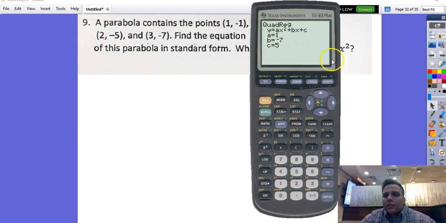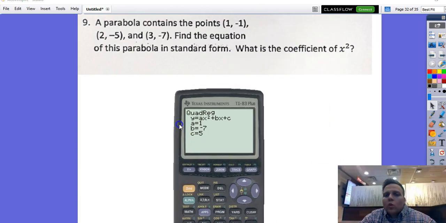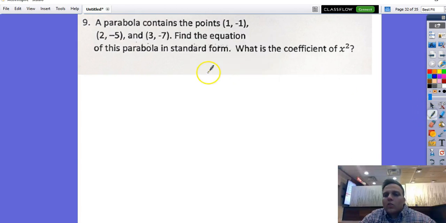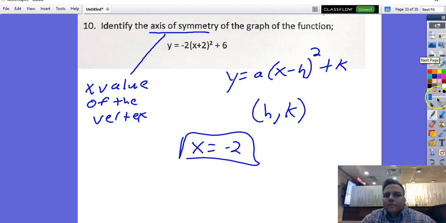I press enter, and the answer to the question, which just wanted to know what the coefficient on x squared is. Well, I know a is always in front of x squared, so the coefficient for a is equal to 1. So my answer is 1. Alright, let's go on. I did number 10 in class for you.